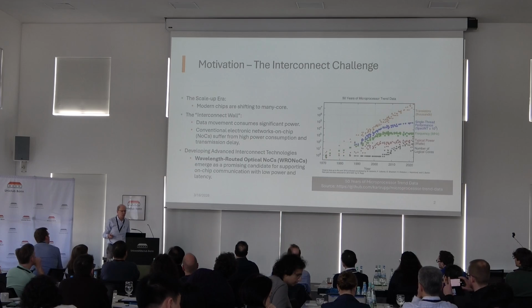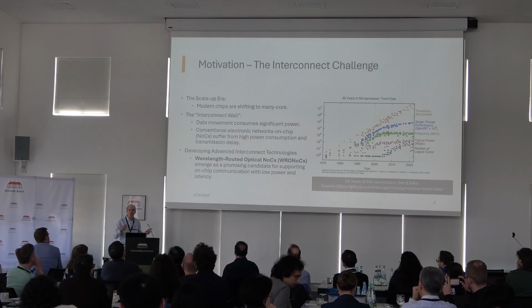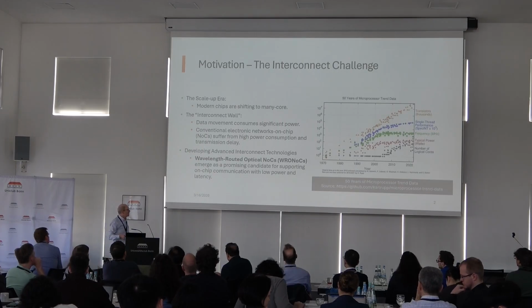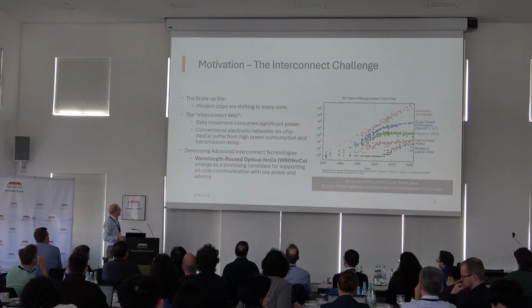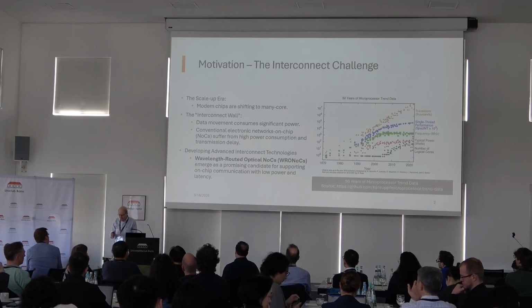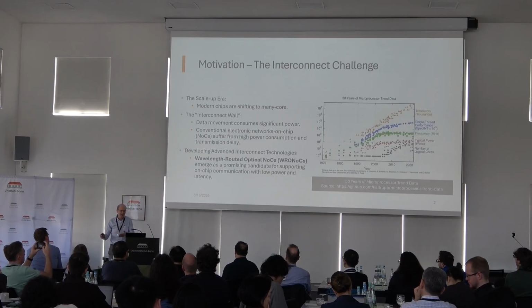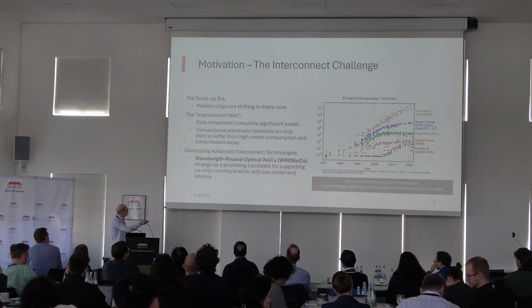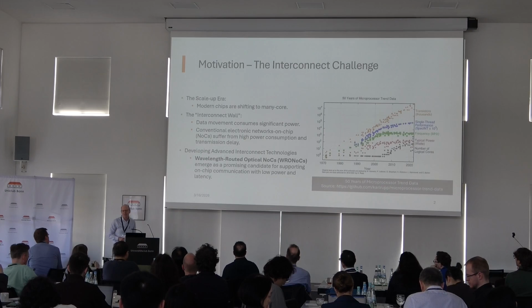The power consumed by moving data around is getting ever more significant compared to the power we spend actually processing data. And electrical networks on chip are reaching their limits. Optical interconnect is a potential solution which can be faster, which can be lower power compared to traditional electric. And a specific technology is a so-called RONOX, wavelength routed optical networks on chips.